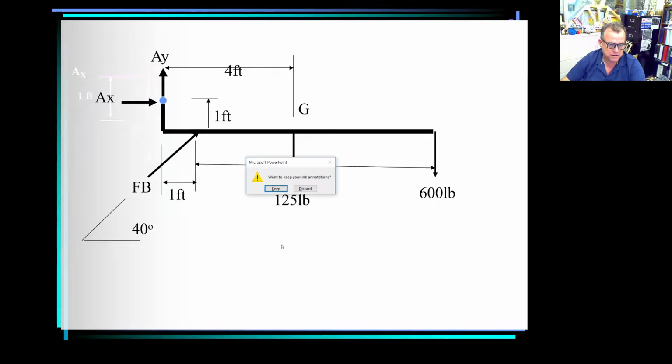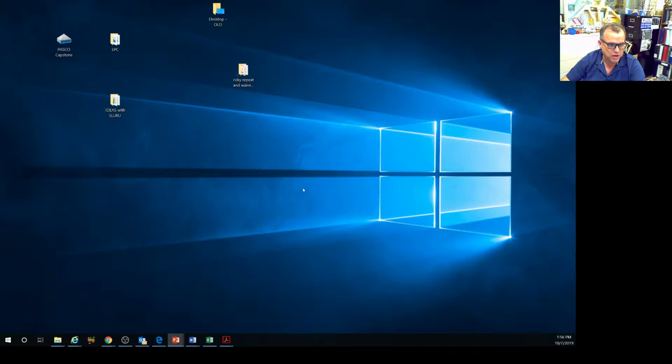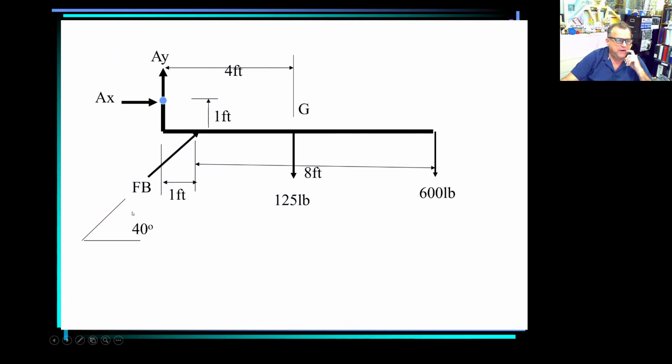This is really bothering me. Discard annotations. Thank you. Let me go back and let me put this back again. Okay, now we are better here.